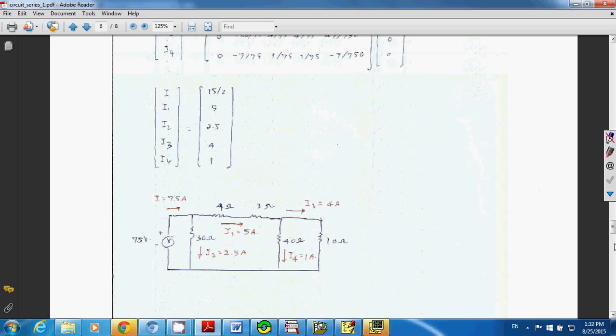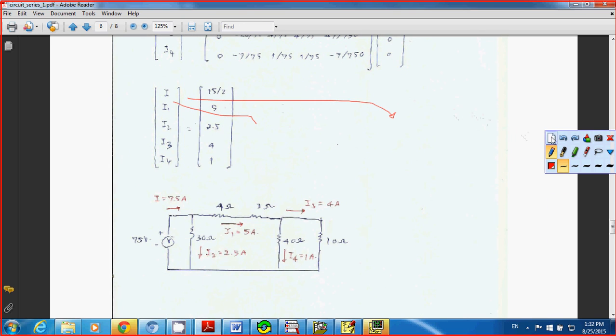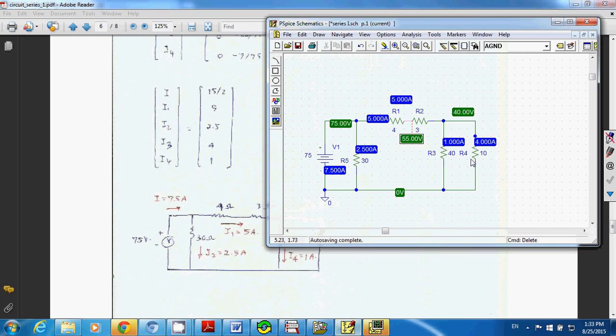Finally, you know all the currents. You have I equal to 7.5, which is correct. That's what we did before. And then you have I1 become 5. This is your I1. And then I2 becomes 2.5. You have I3 become 4 amps, and then I4 is 1 amp, just like in your PSpice.